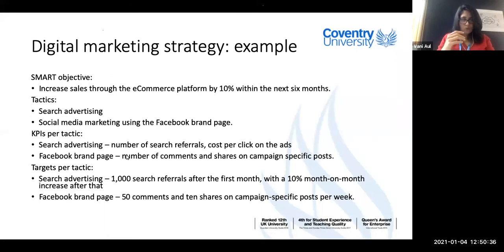So to detail it further, the SMART objective is increasing sales. Tactics could be search advertising, social media marketing using Facebook, etc. KPIs per tactic could be, for search advertising, the number of search referrals, and for the Facebook brand page, the number of comments and shares on the campaign specific posts. Targets per tactic could be 1,000 search referrals after the first month via search advertising, 50 comments and 10 shares on campaign specific posts per week via Facebook advertising.